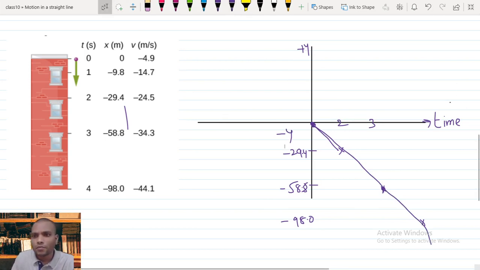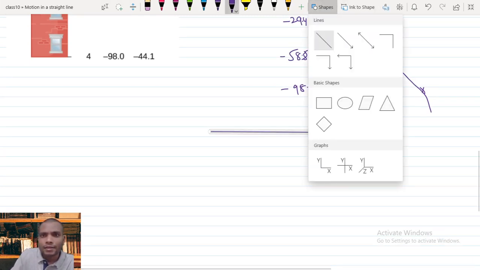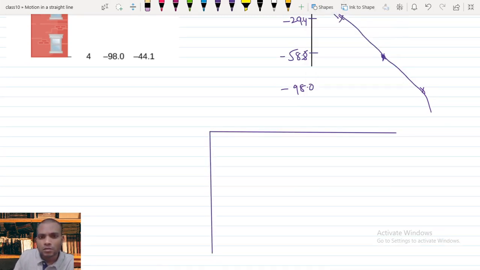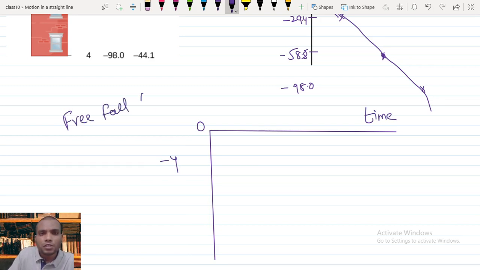Or a simple graph if I plot without taking the numbers. I will plot only along the time axis, and I take here one more. This is my position axis, this is at origin, this is negative y-axis and this is the time axis. So when we draw the free fall position versus time graph, where position is along the y-axis, this is what it looks like.